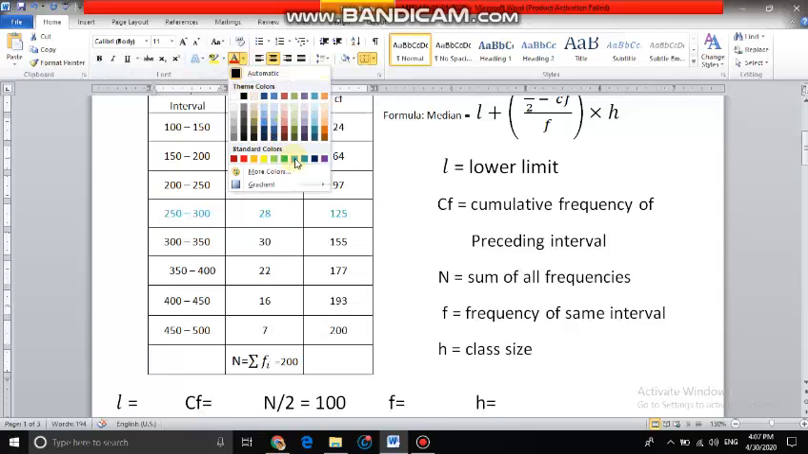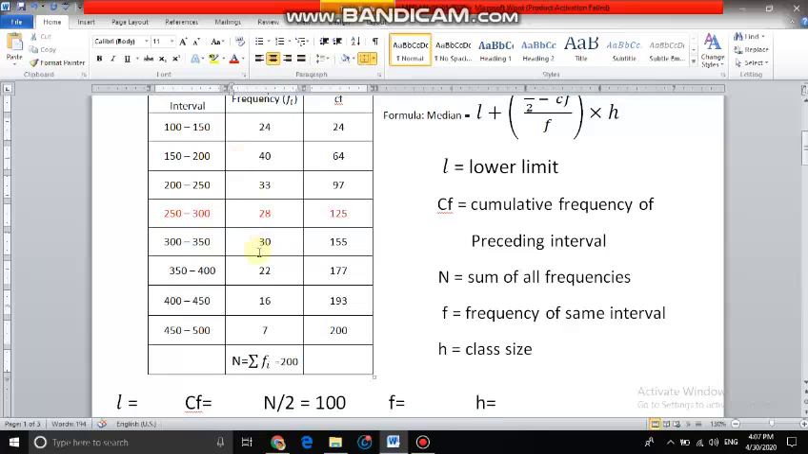Can you see? I think red you can see clearly. In the notebook you can underline that column. Okay. So, the lower limit L value after getting this highlighted row. So what is its class size?